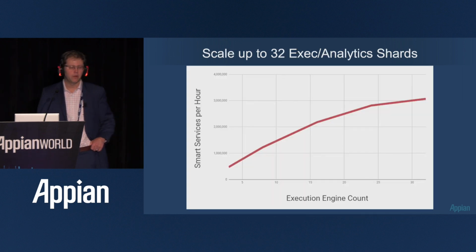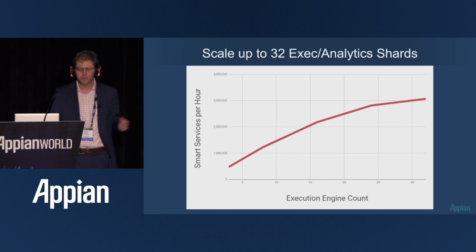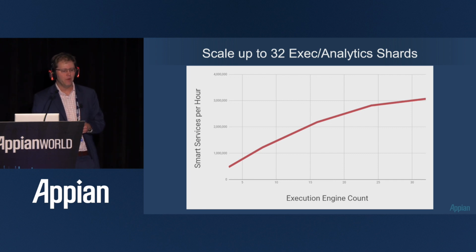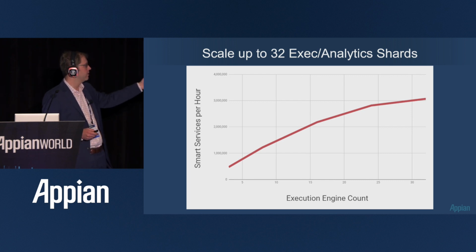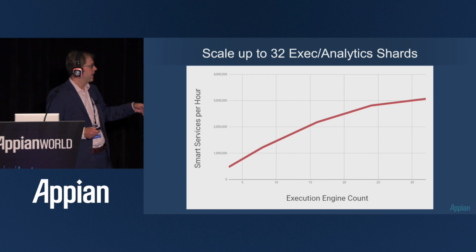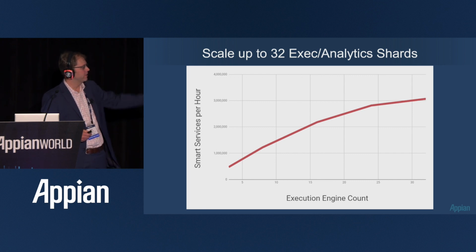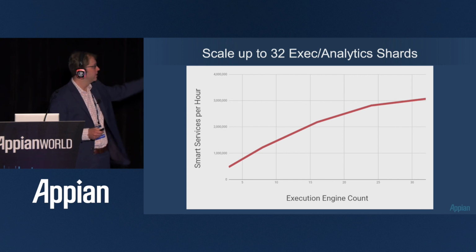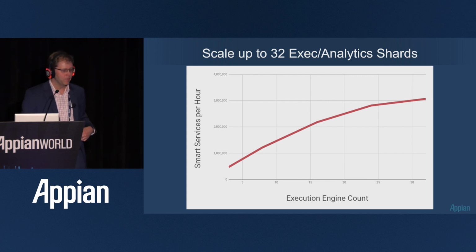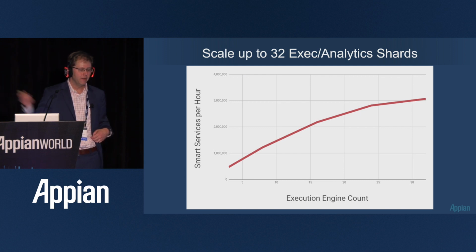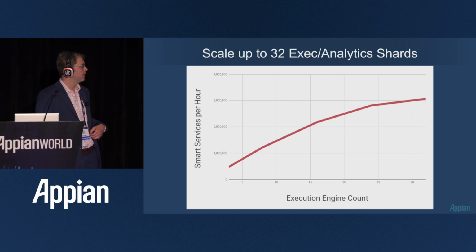And what do you get from it? Well, we did a few different studies, a few different tests to see how that throughput might increase. Here on the y-axis we have smart services per hour that are being executed, and along the bottom the number of execution engines. You can see when you have the default 3, we were able to max out around 500,000 or so smart services per hour, and then of course up to 32 we were able to get over 3 million smart services per hour.